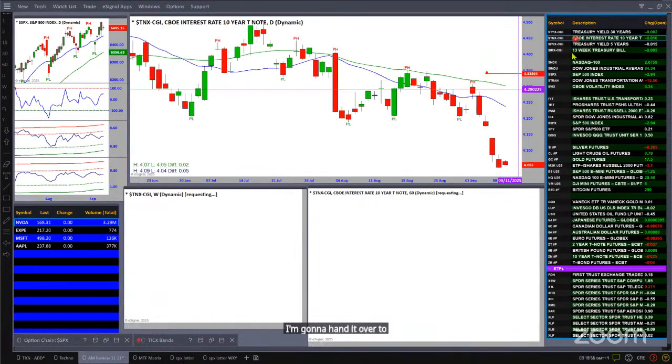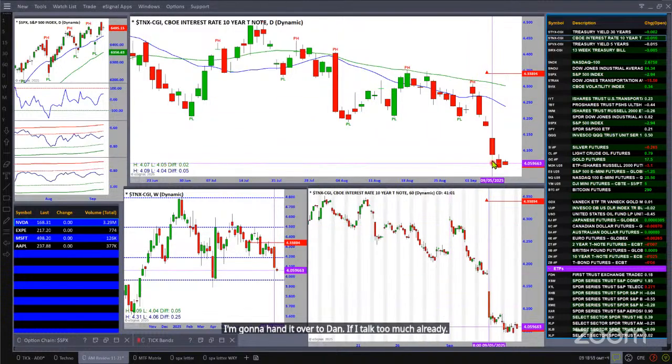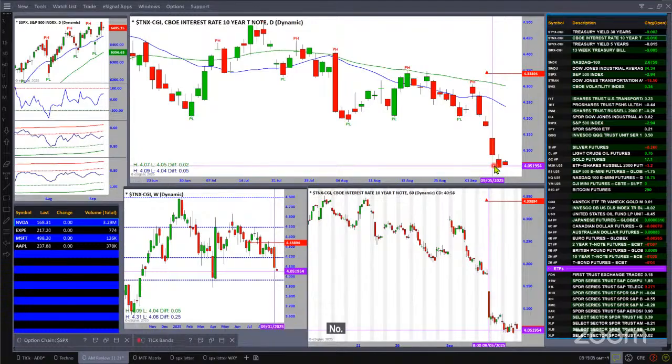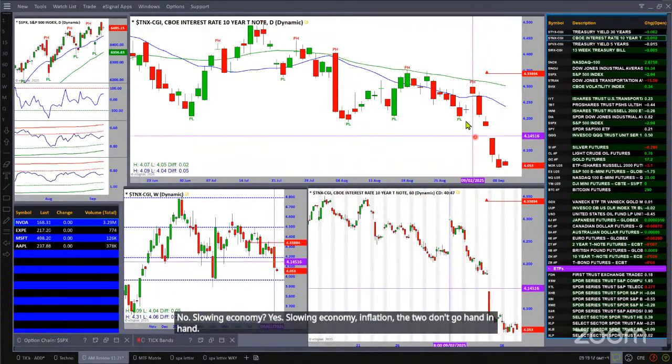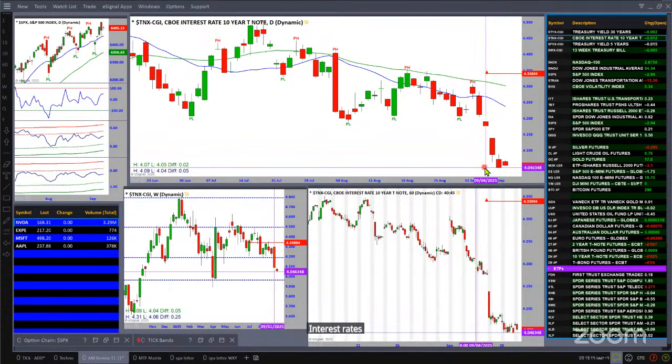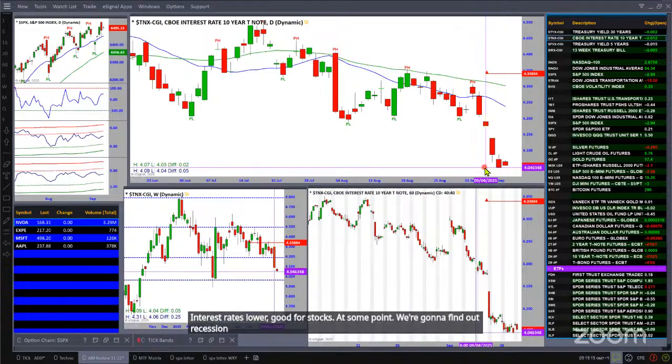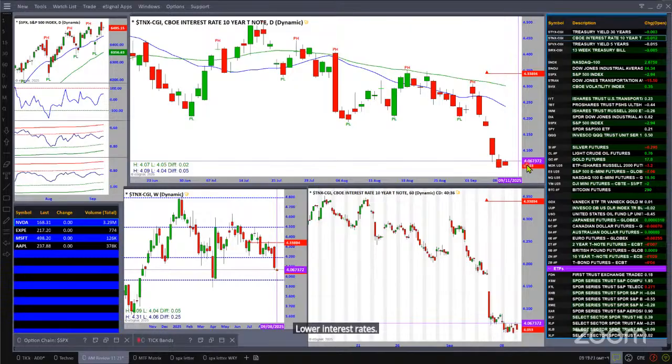I'm going to hand it over to Dan because I talked too much already. All right. As you know, they've broken down. So inflation, no. Slowing economy, yes. Slowing economy, inflation, the two don't go hand in hand. Interest rates lower, good for stocks. At some point, we're going to find out recession or no recession. And if there's no recession, lower interest rates, stabilizing at a lower level is good. And then we see the market continue to go higher.